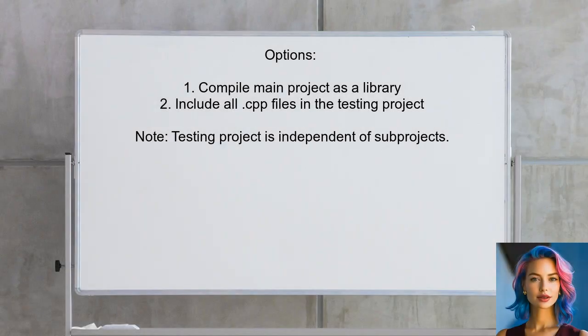Additionally, they mention that you have two options. You can either compile your main project as a library and link it to your testing subproject, or include all your .cpp files in the testing project. This is necessary because the testing project operates independently and doesn't recognize the other subprojects.